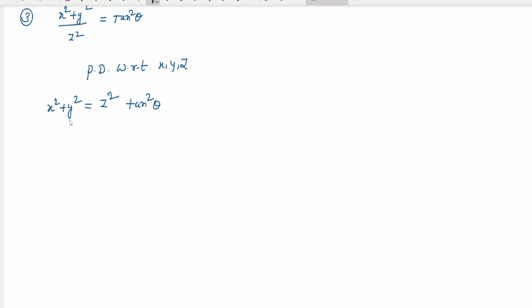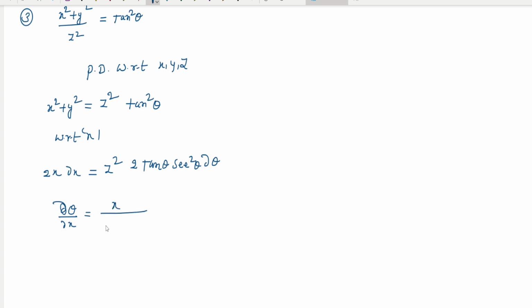In case I differentiate with respect to x: 2x, this one is 0, right? 2x is the partial derivative with respect to x; z² is constant, tan²θ. So 2 tanθ sec²θ dθ. Therefore, the partial derivative of θ with respect to x equals x divided by z² tanθ sec²θ.